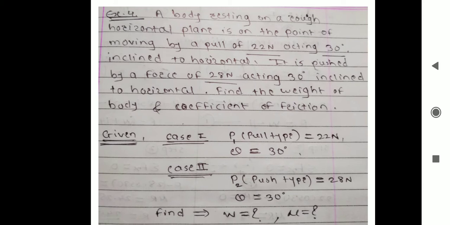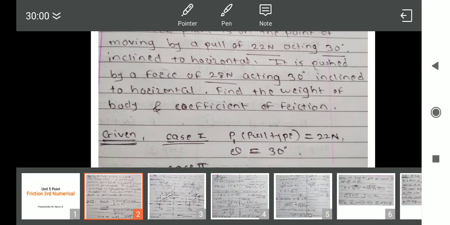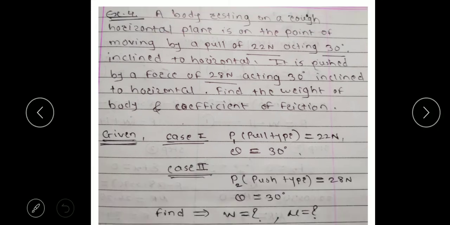Now here in front of us the numerical is: a body resting on a rough horizontal plane is on the point of moving by a pull of 22 Newton acting at 30 degrees inclined to the horizontal. So horizontal plane means this is related to type A, the body placed on the horizontal plane. But the applied force which will be responsible to move the body has a 30-degree angle, and the nature of the force is pull type. So just remember this one thing.